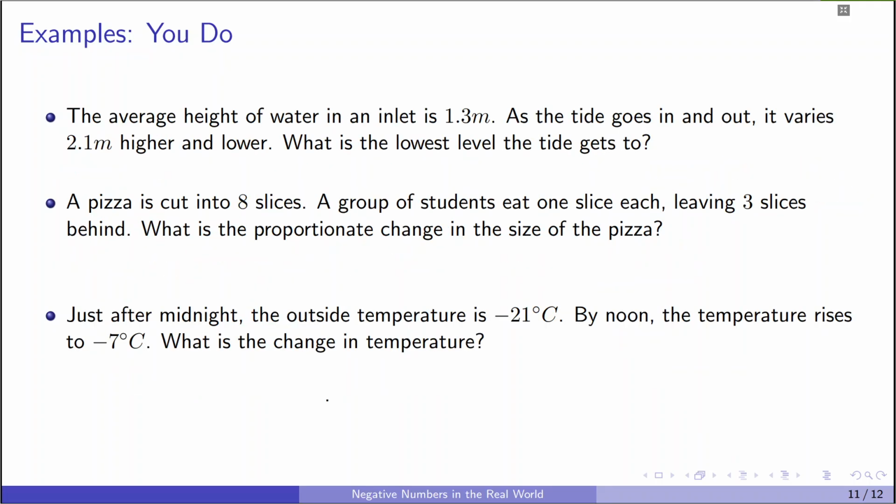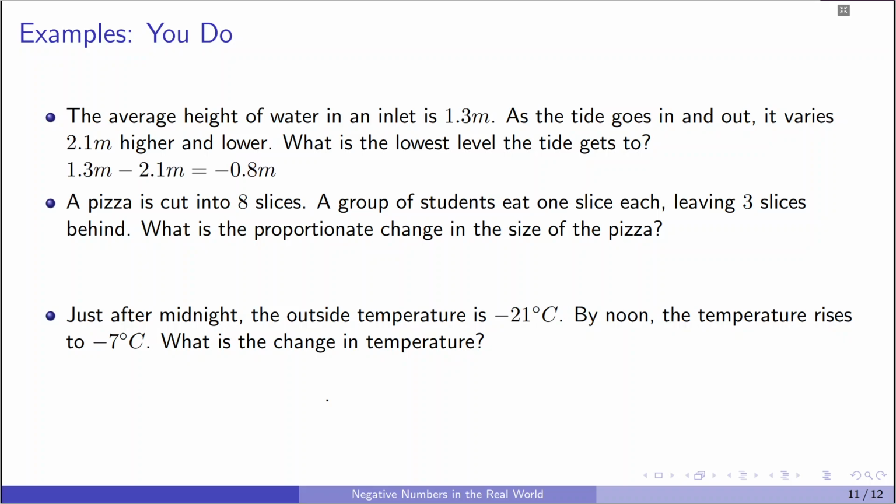Let's take a look at these examples. The average height of water in an inlet is 1.3 meters. As the tide goes in and out, it varies 2.1 meters higher and lower. What is the lower level, or the lowest level this tide can get to? Take the time you need, pause the video.